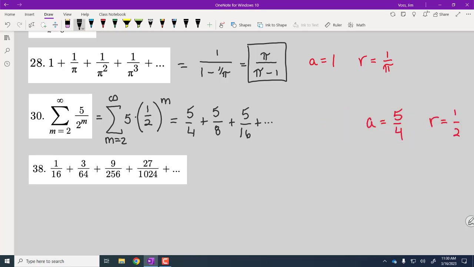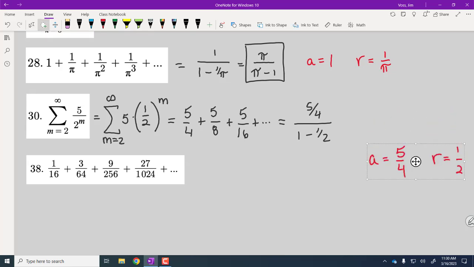So our final answer will be A over 1 minus R. 1 minus 1/2 is 1/2. Dividing by 1/2 is multiplying by 2. So we're going to end up with 10/4, which is 5/2.